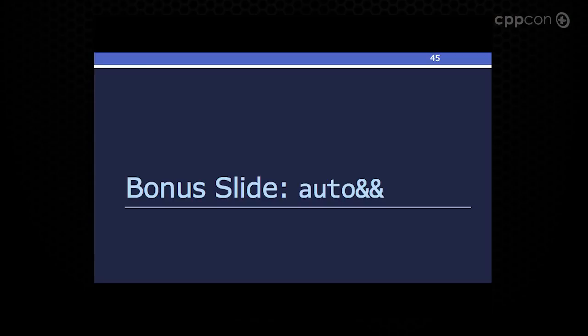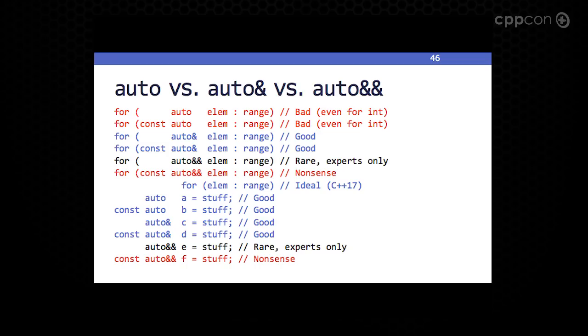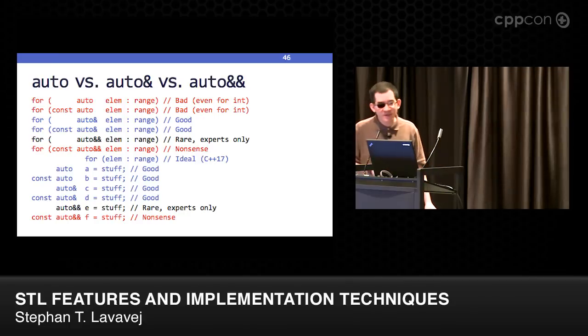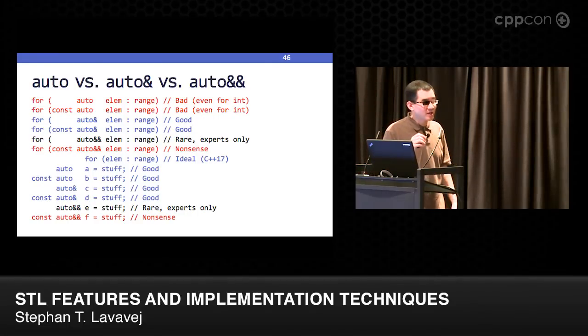OK, so the bonus slide that Herb wanted me to include is a little bit more about auto ref ref. And I'm also going to talk about const auto ref ref. So people are sort of overwhelmed when they hear about auto. And I just want to sort of simplify things for you. Here are all the scenarios you can use auto in range-based for loops and in variable declarations.